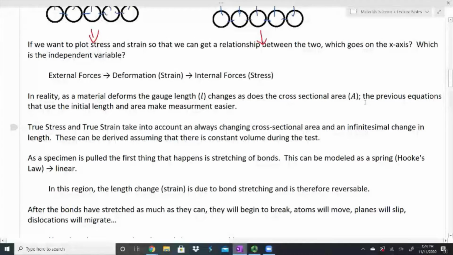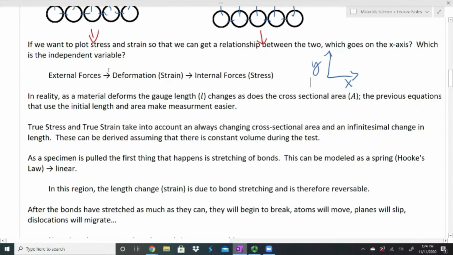But if we wanted to plot a stress and strain so that we can get a relationship between these two things, the question would be which one would go on the x-axis. So if I plot anything, we have our x-axis and our y-axis. Our x-axis is the thing that we can control. Our y-axis is the thing that happens because of that. The question here is which one of these is going to go on the x-axis, which one's independent.